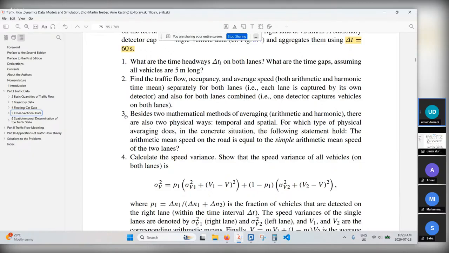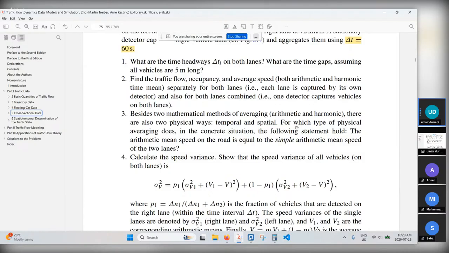All right, so point number three: besides two mathematical methods of averaging, arithmetic and harmonic, there are also two physical ways, temporal and spatial. For which type of physical averaging does, in the concrete situation, the following statement hold? The arithmetic mean speed on the road is equal to the simple arithmetic mean speed of the two lanes.